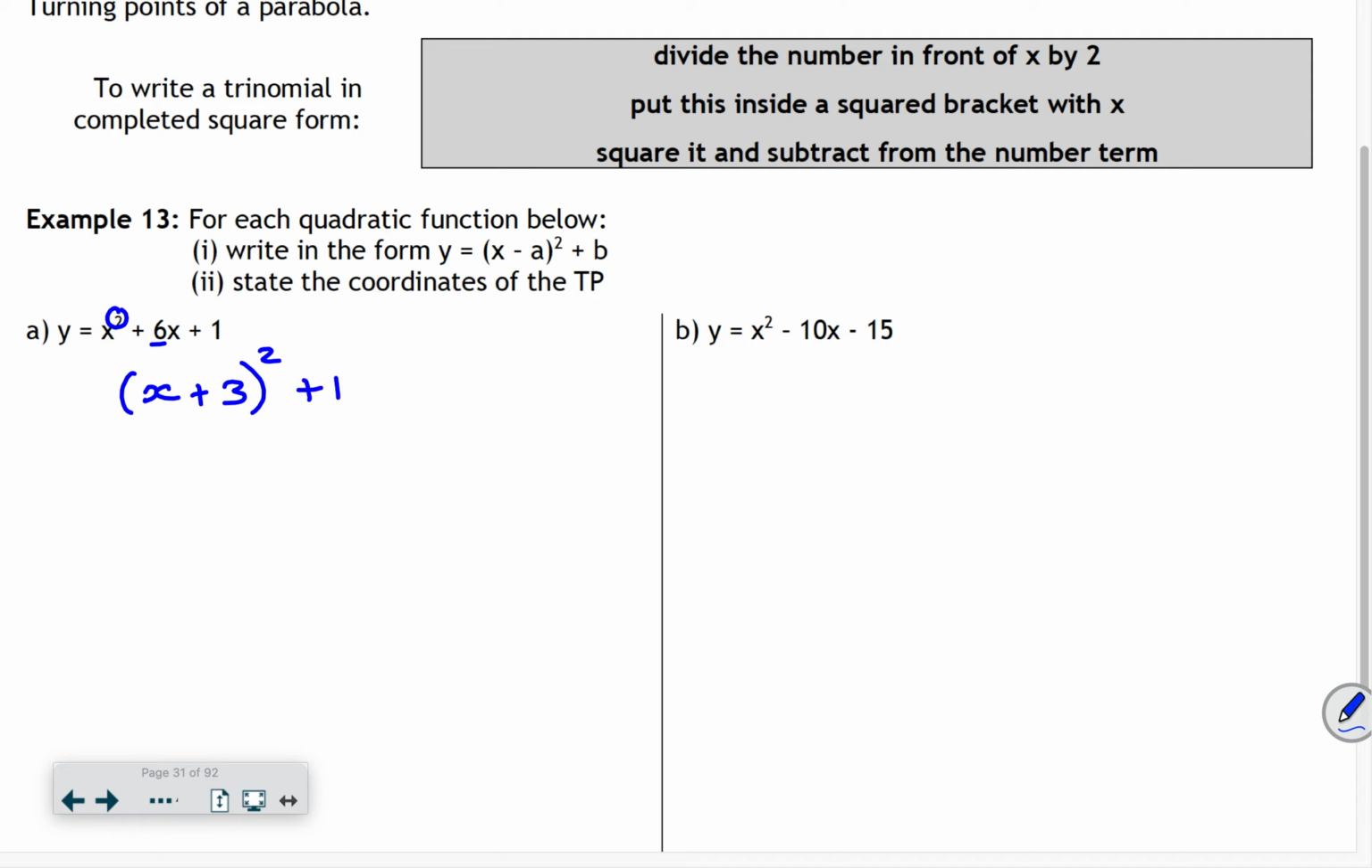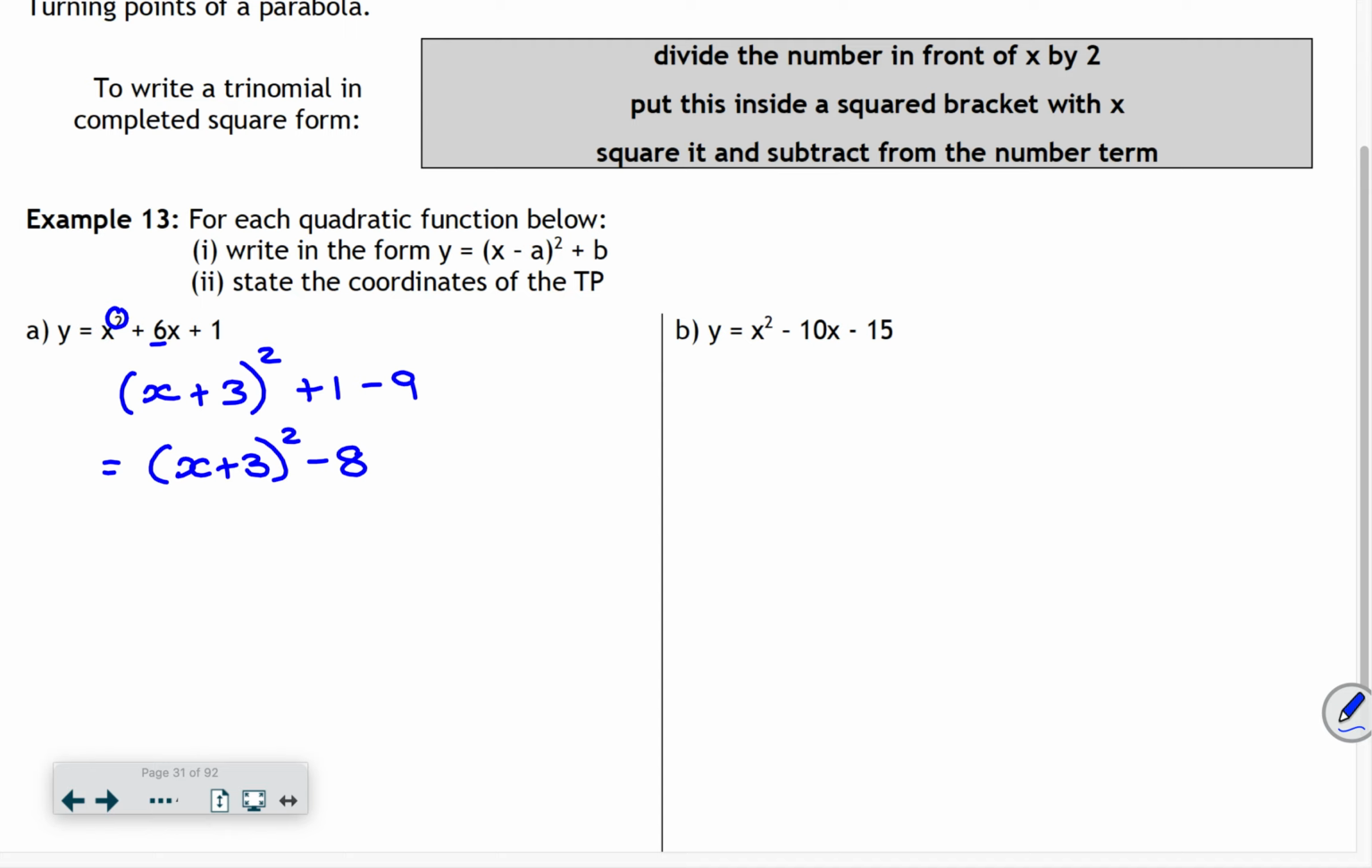And in order to actually complete the square, what I then need to do is take away the square of the number inside the bracket. So the number inside the bracket is 3. If I square 3, I get 9. So I'm then going to take away 9 on the outside. I always, always, always subtract the number that's inside the bracket. So therefore that gives me (x plus 3) all squared. 1 take away 9 gives you minus 8. And that's it in completed square form.